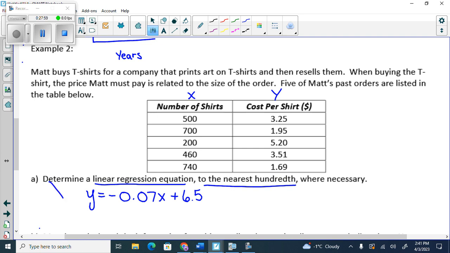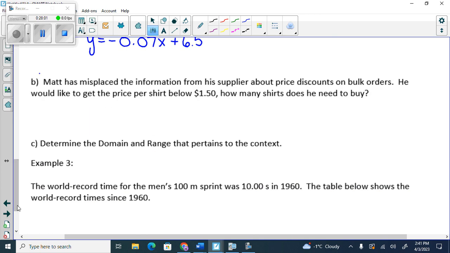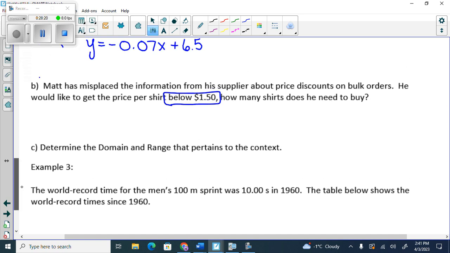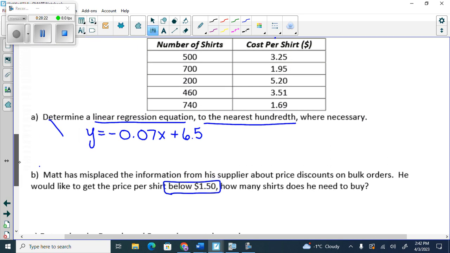I love this calculator. And, oh, here it is. Okay. It says, Matt has misplaced the information from his supplier about price discounts on bulk orders. He would like to get the price per shirt below $1.50. So I have to discuss, did they give me X or did they give me Y? $1.50. So I go to my table.